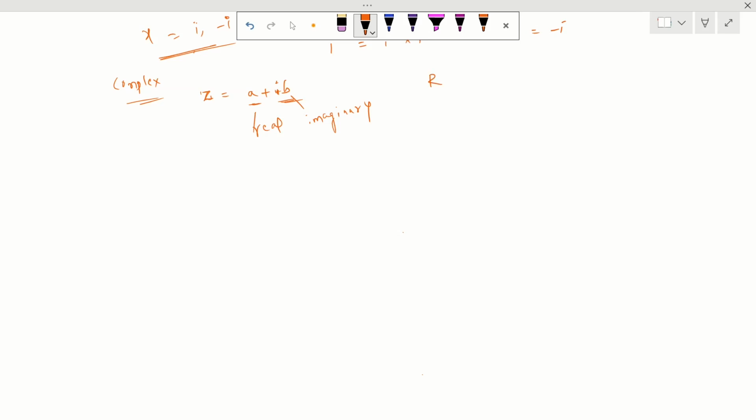The real part of z, I will write as Re z, and Im z means the imaginary part of z. The real part of z is a, and the imaginary part of z is b.